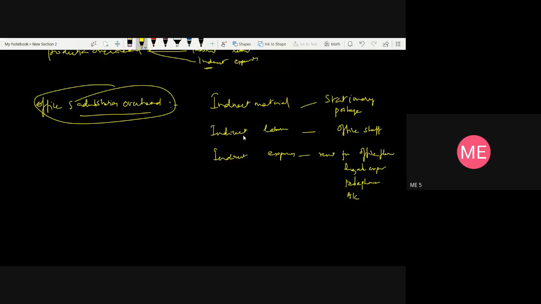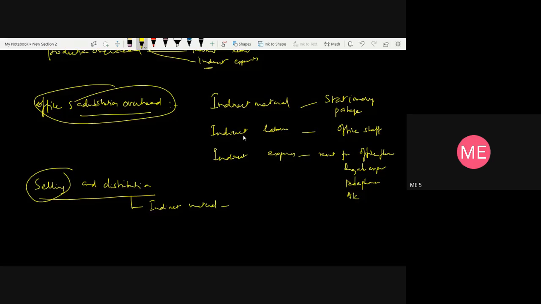Similarly, one more, as we discussed, is selling overhead, or selling and distribution overhead. Here, in the indirect materials involved, when you say selling, packaging will be there. In order to pack the material, we need other packing materials, so cotton boxes are required. The cost involved in that packing material is called indirect material.